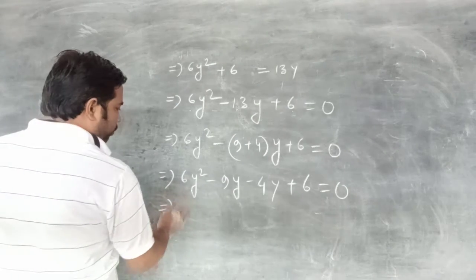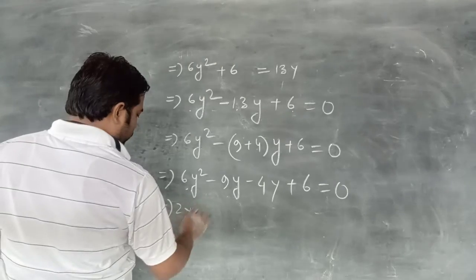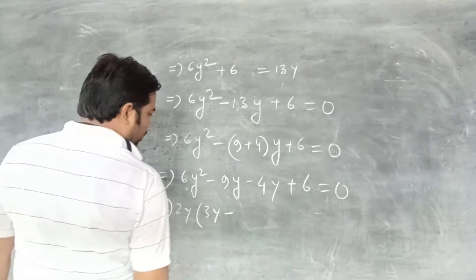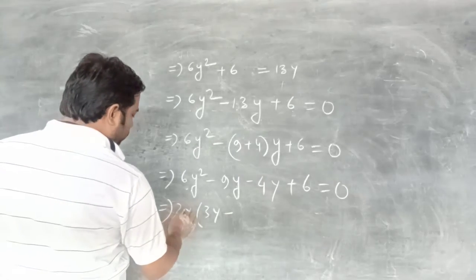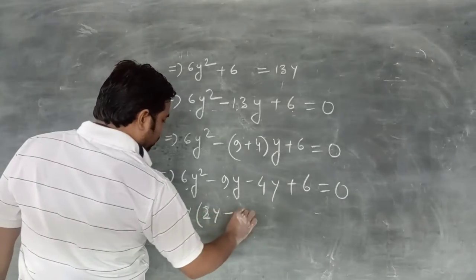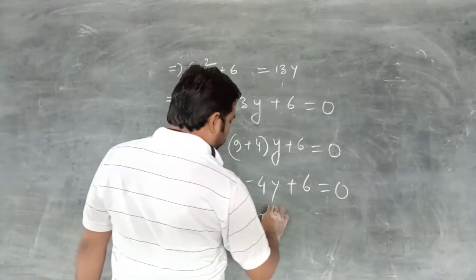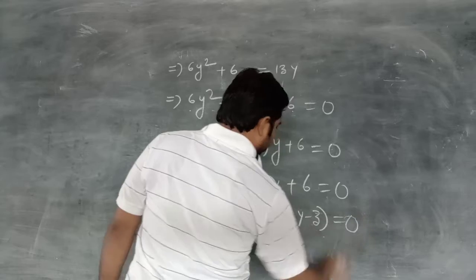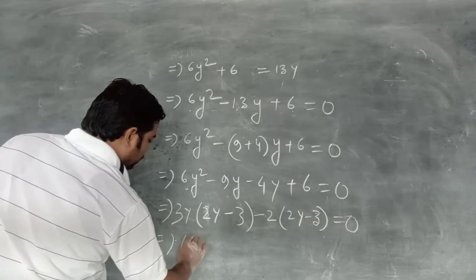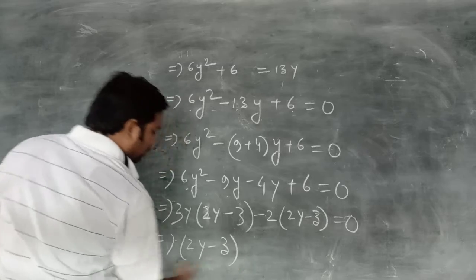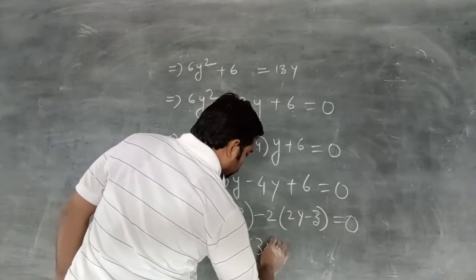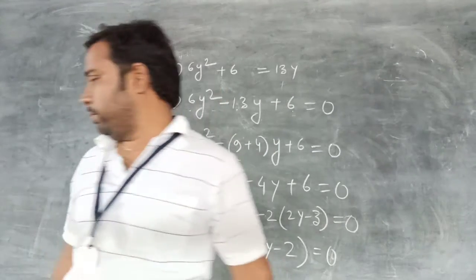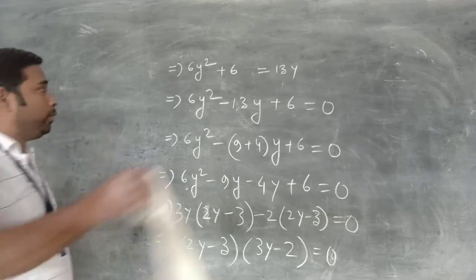So what is common in these two terms? 3y is common. So this is 2y minus 3, and if we take 2 common, this is 2y minus 3. So this is 3y minus 2 into 2y minus 3 equal to 0. Now take either or and find the value of y. If we take either or and find the value of y, what we shall get?